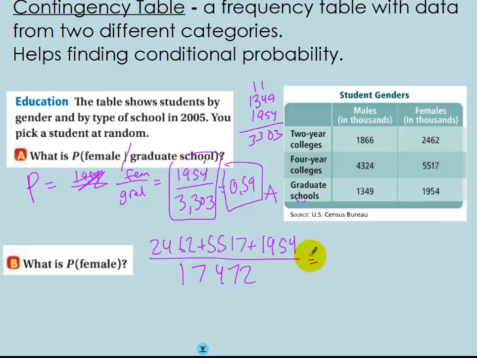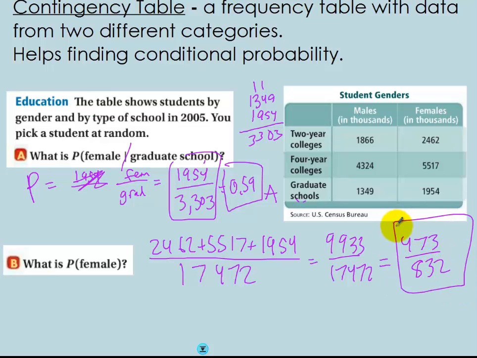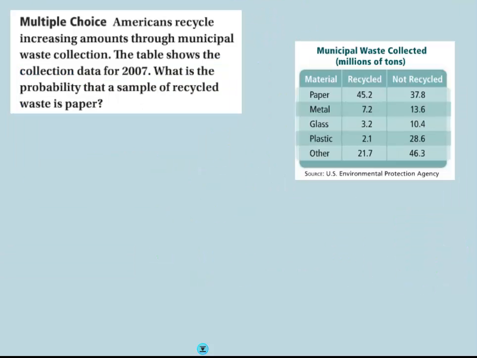17,472. So that top number, if we try to figure that one out, that's going to be 2,462 plus 5,517 plus 1,954. Divide that by 17,472, and you're going to get a fraction. It's 9,933 over 17,472, which reduces to 473 over 832. So that's your answer. All right, let's try a different example like that.